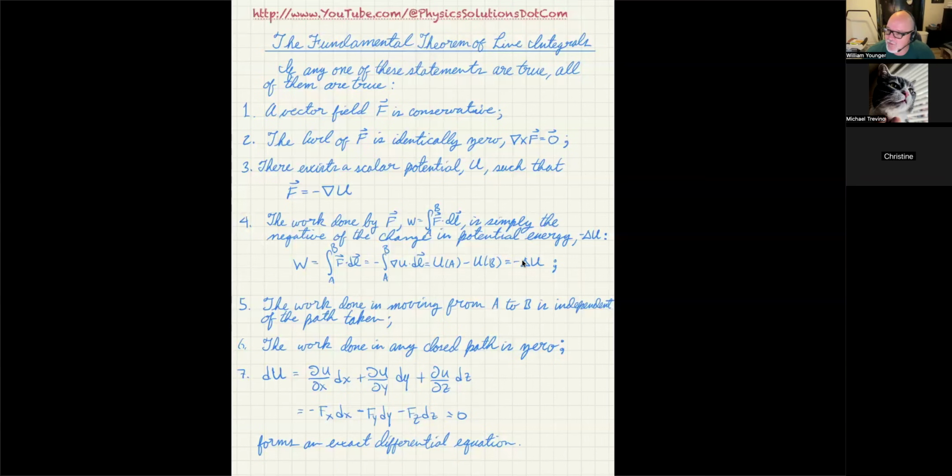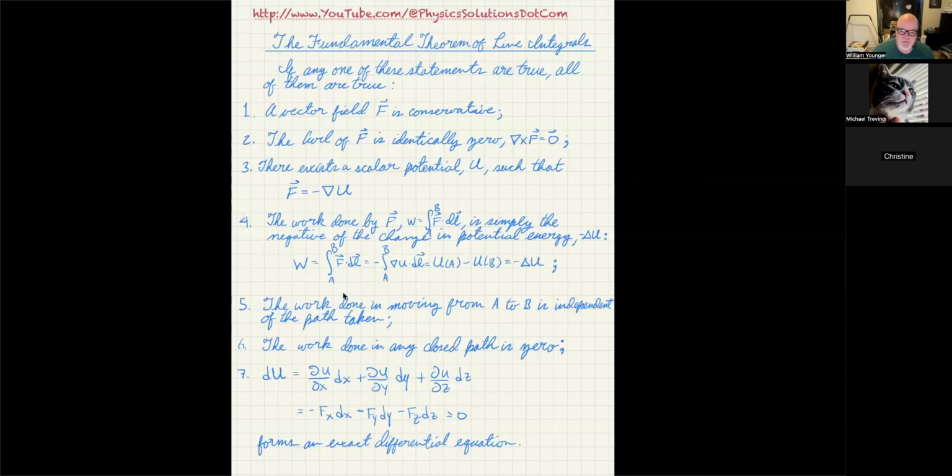Now, that one is, again, not so good as a test to see whether or not the field is conservative, but rather it tells you a way you can go about calculating what the scalar potential is. Specifically, it's telling you, hey, if you calculate the work done by the force field in going from A to B, that will be equal to the negative of the change in potential energy. Therefore, you can set the negative of the change in potential energy equal to the results, and from that, you can figure out what the potential energy function is.